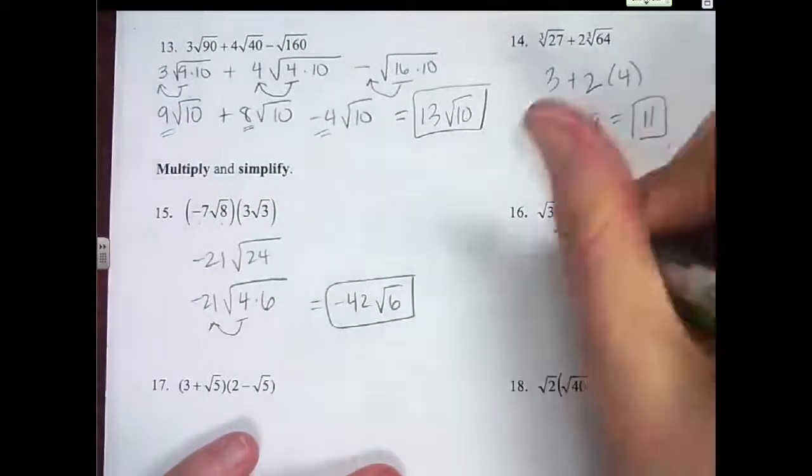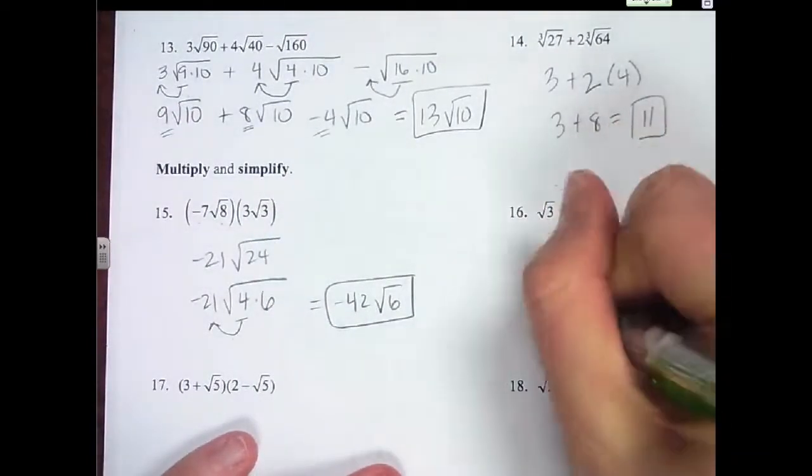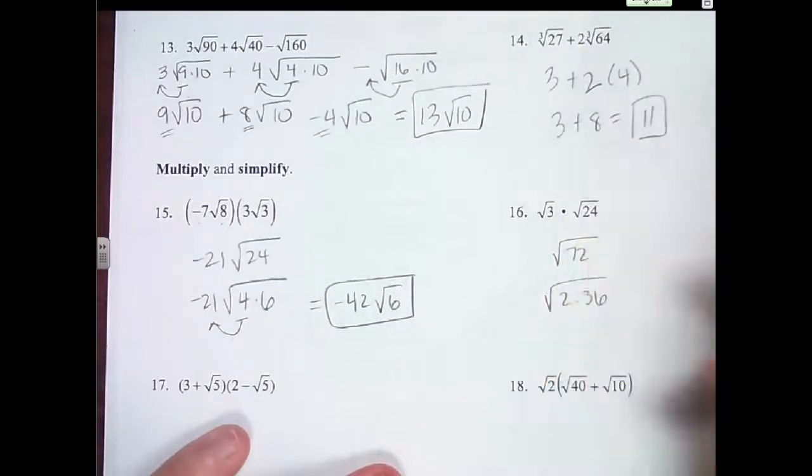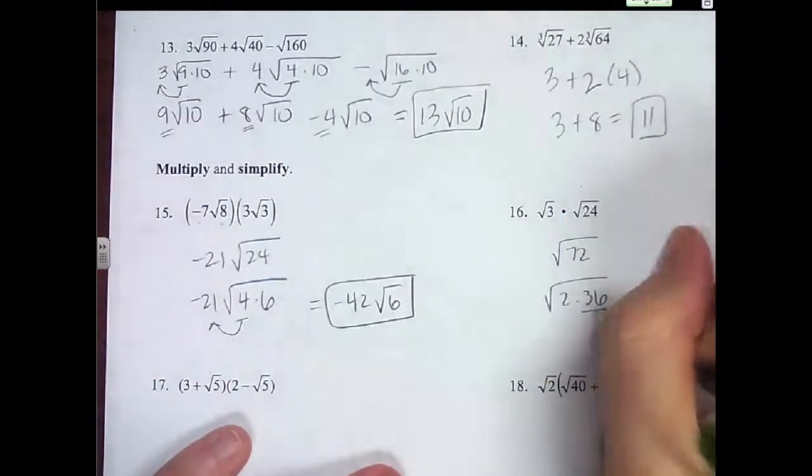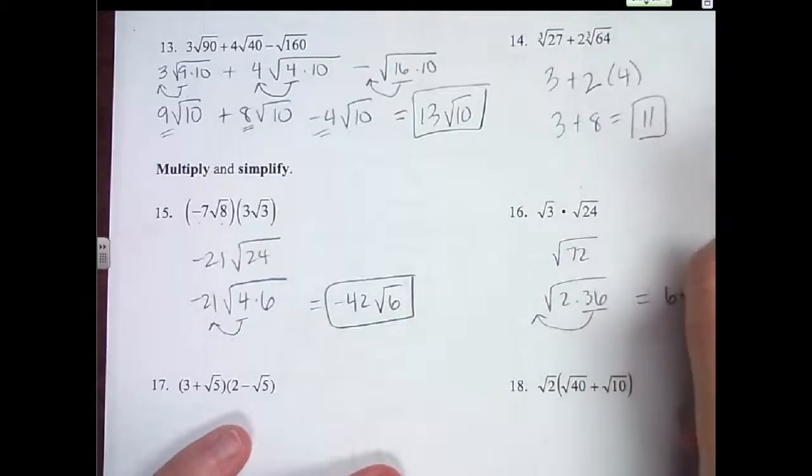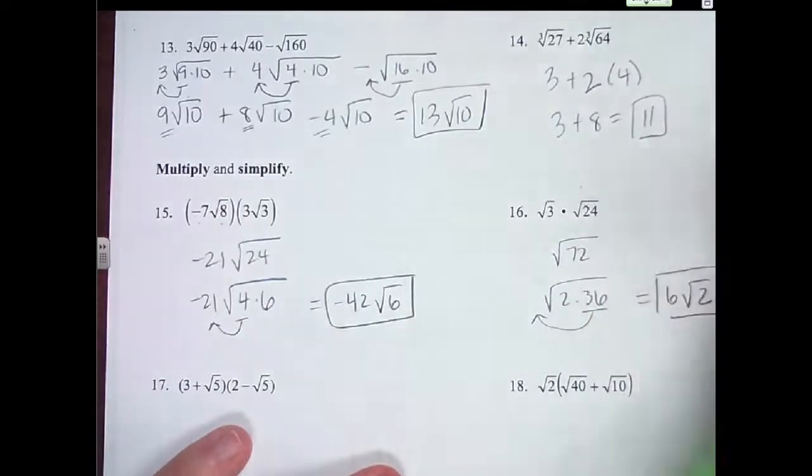Number 16, multiply. That's going to be square root 72, which we've done a couple times already. 2 times 36. Square root of 36 is 6 square root 2.